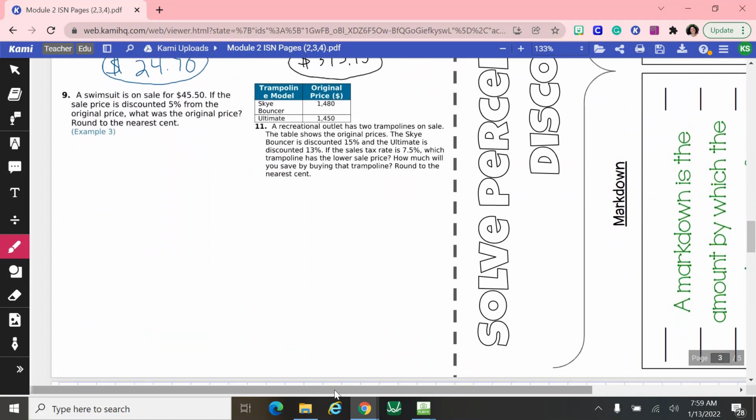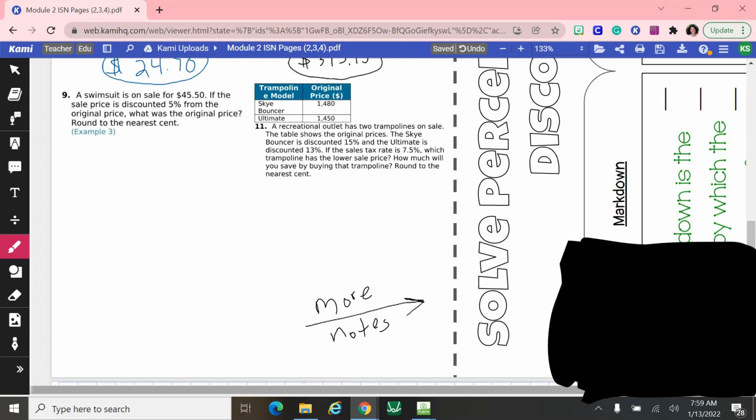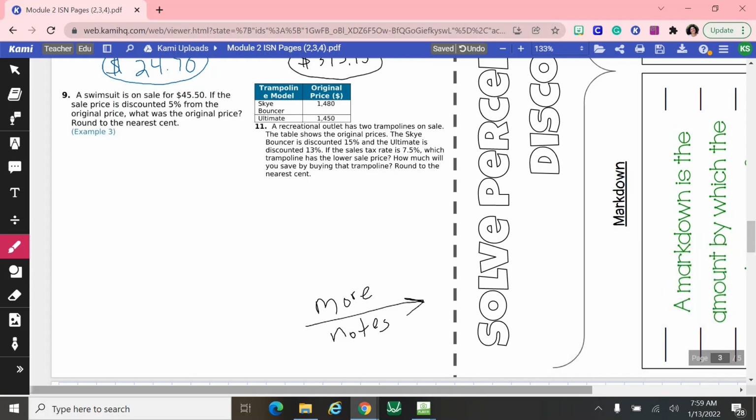Number 11, 100% we're going to need more paper. So for me, I'm not even going to bother trying to do it on here. I'm going to make myself a little love note, more notes, to help me remember to not even start over there. Back at number 9, this is our third example.